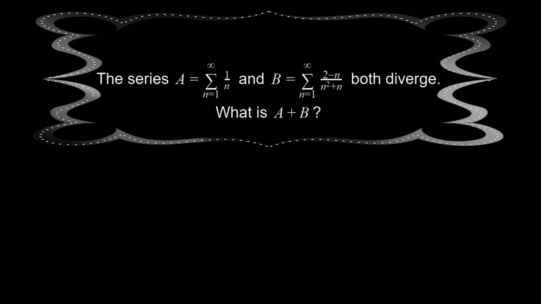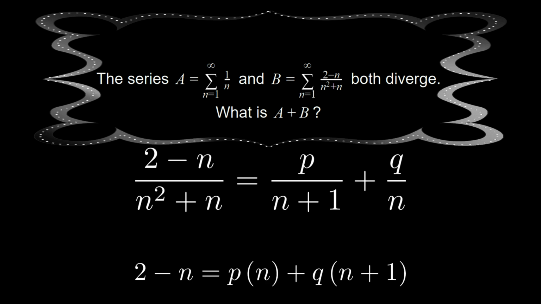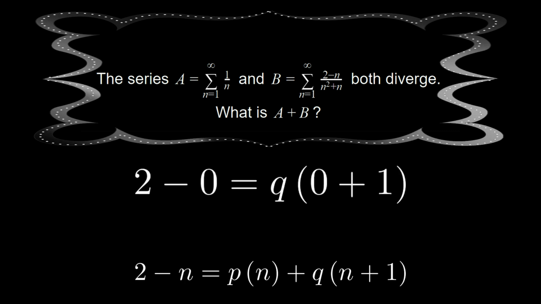When you're trying to add a bunch of terms together to get things to cross out, you want to make it as simple as possible. We see that the denominator in b's summation is n squared plus n, and that can be factored into n and n plus 1. Here's the trick to partial fraction decomposition. We multiply everything by the original denominator. We then choose a value of n that causes p to disappear. In this case, p disappears when n equals 0 because 0 times p is 0. We then solve for q.